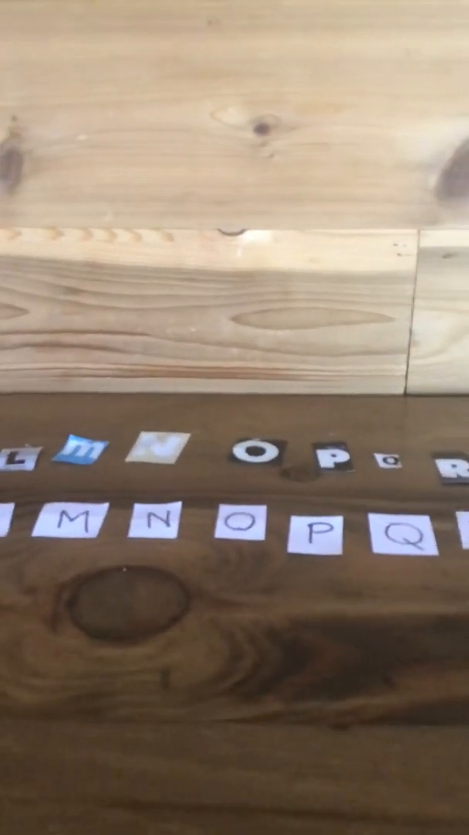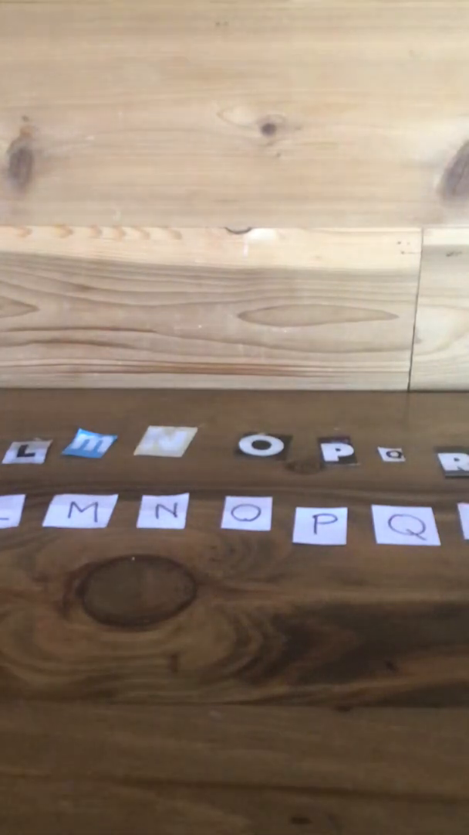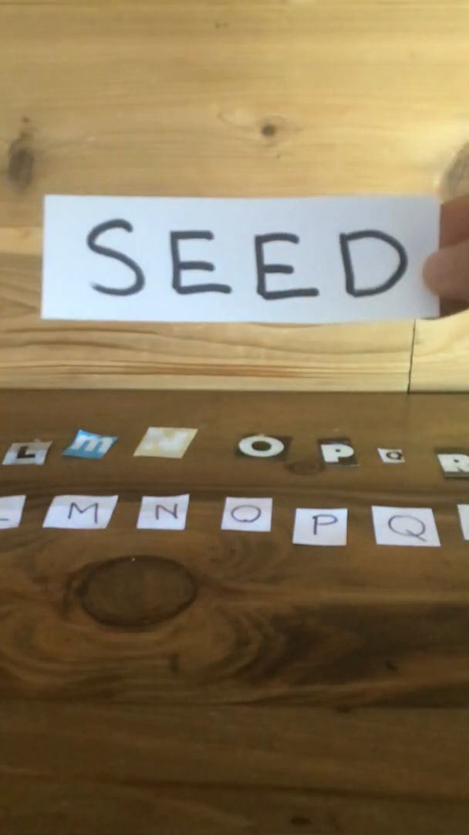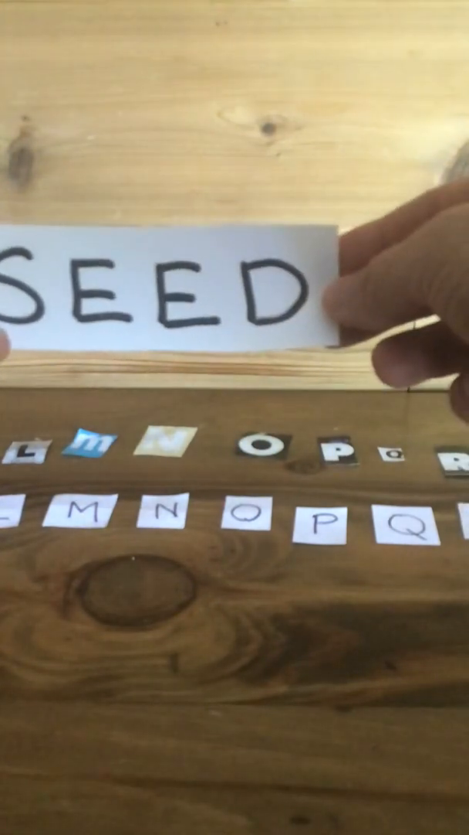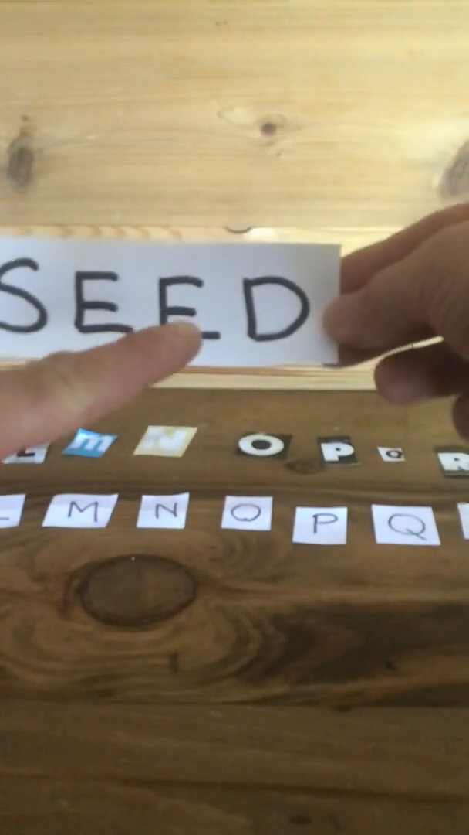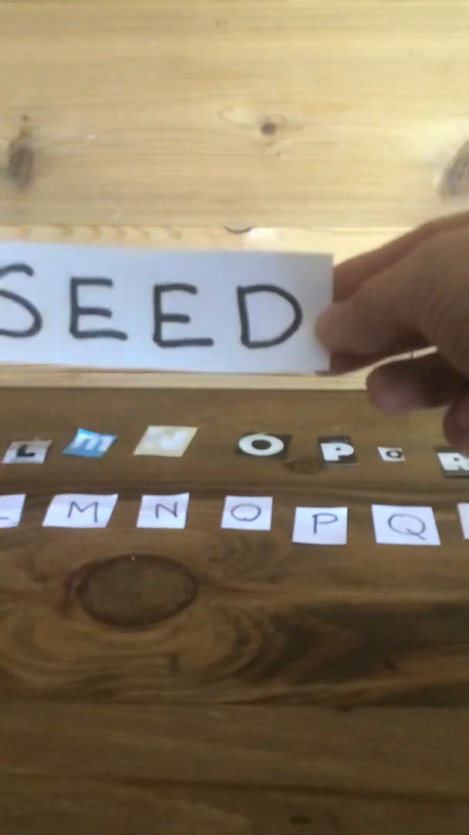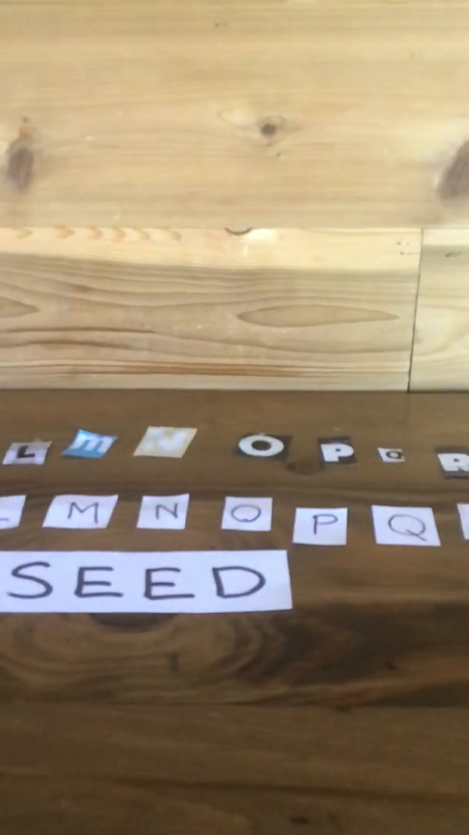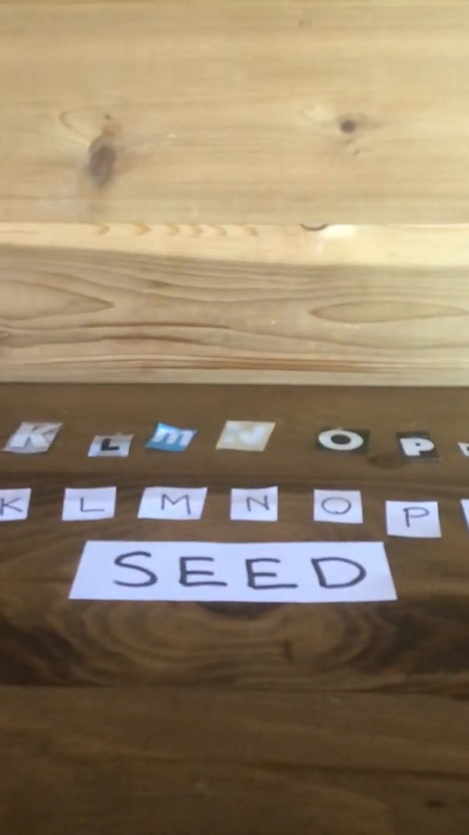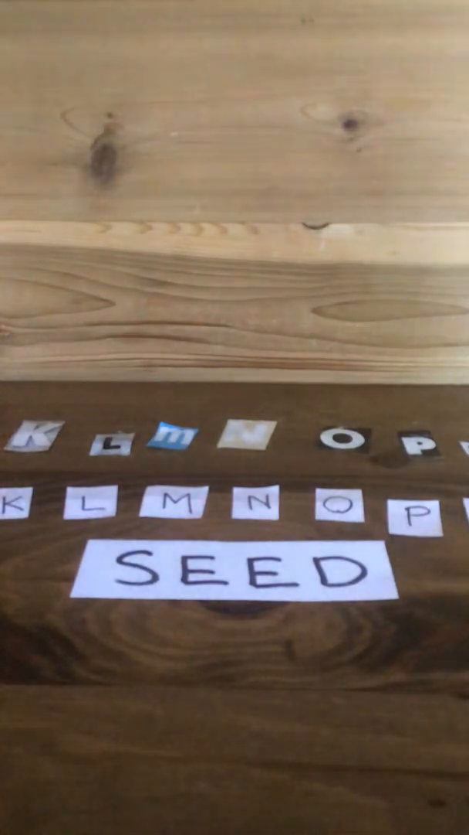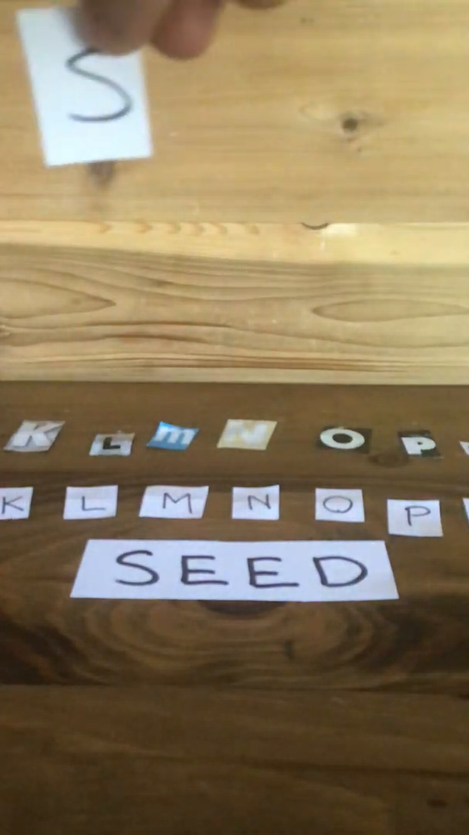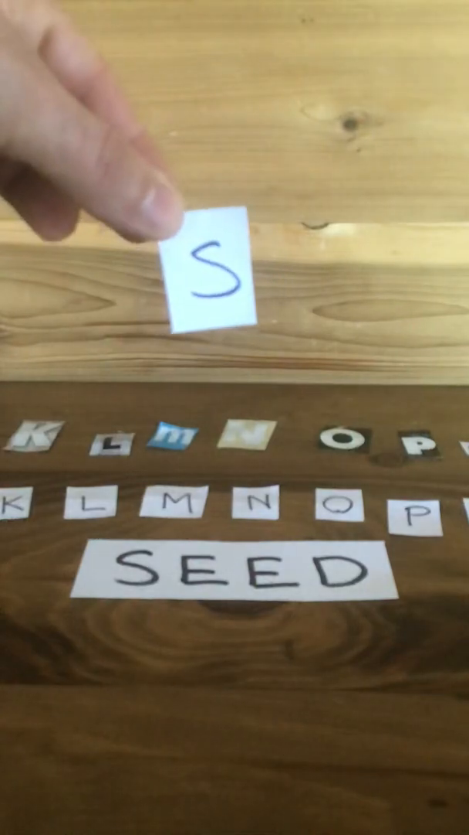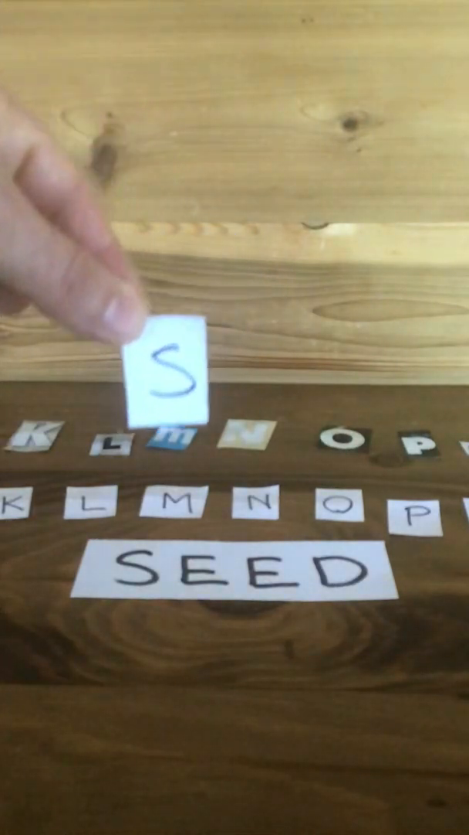All right, let's get started. Today's words and the lesson for this week have to do with pollen and seeds. So our first word is the word seed. S-E-E-D. We know from our previous lessons that all seeds are needed in order to grow a plant. We're going to start with the letter S. So find your letter S. There's your letter S. Put it in front of you.